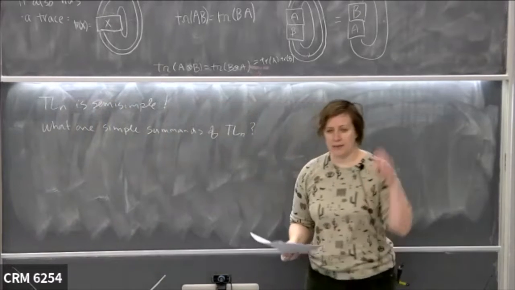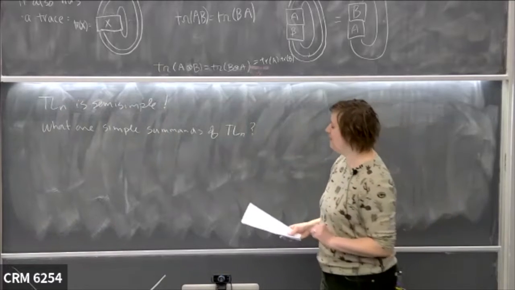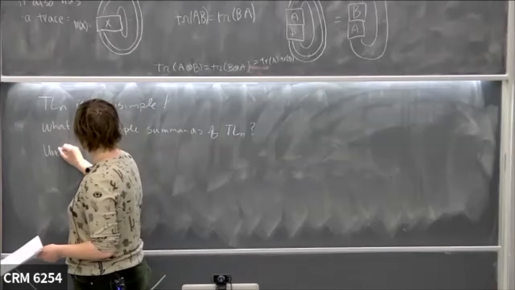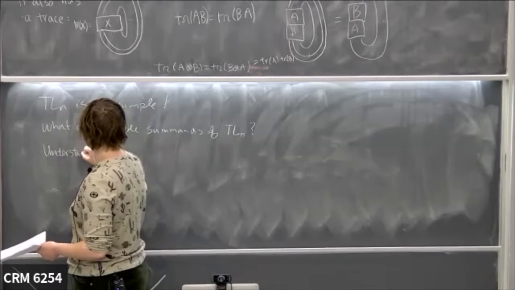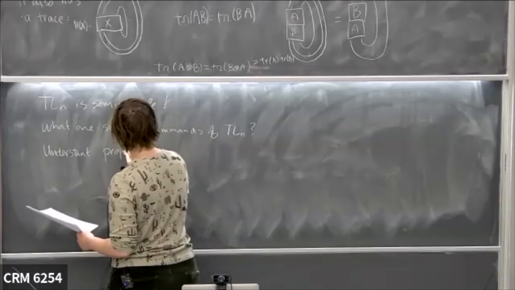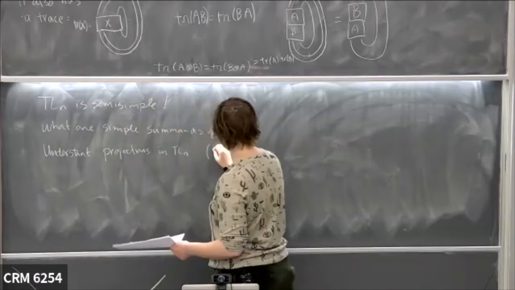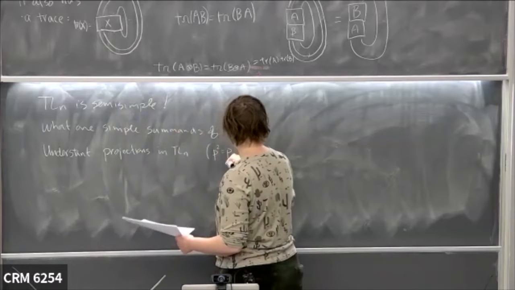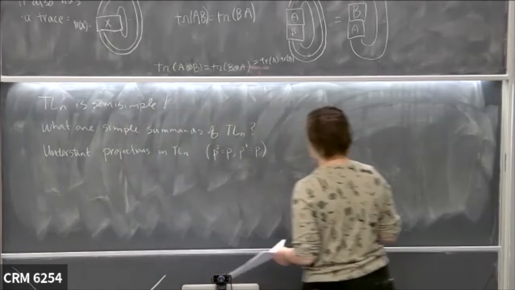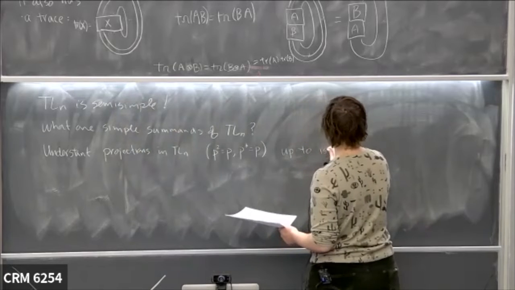Okay, and I'm going to give you only an outline of how to think about this, but to answer this question, we want to understand projections in TL_n, right? So a projection has the property that it's idempotent and it is its own star, up to isomorphism.